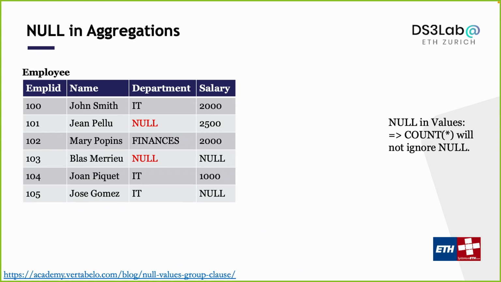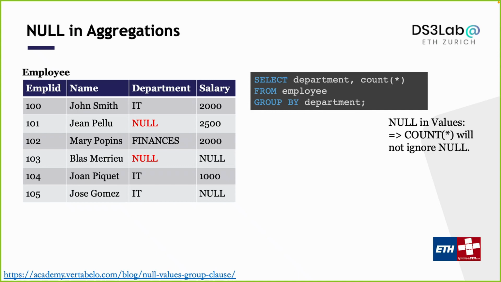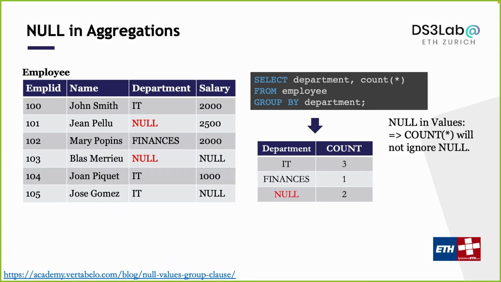And there are cases that will not ignore null. For example, if you have count star, okay, as an aggregation function. So what would this give you? I want to select from the employee table, group by department, and for each group, I want to count star. So the semantic of star is a little bit special. It is the existence of the tuple itself, okay? So in this case, it's going to give you 2 for the null group because there are 2 tuples. And for IT, you get 3, because it has three tuples in that group.